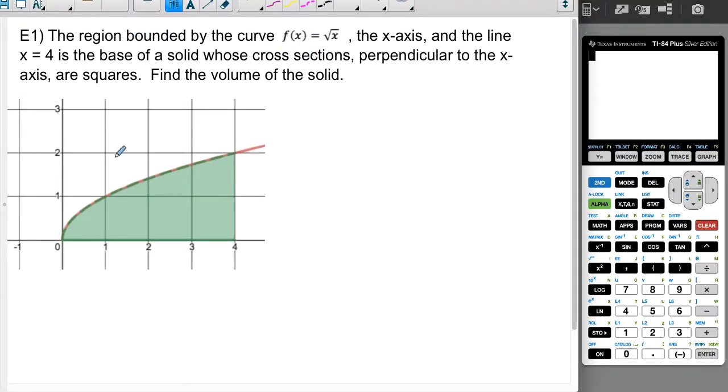The region bounded by the curve f of x equals the square root of x, the x-axis, and the line x equals 4 is the base of a solid whose cross sections perpendicular to the x-axis are squares.